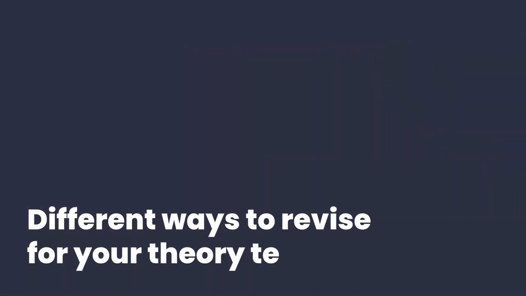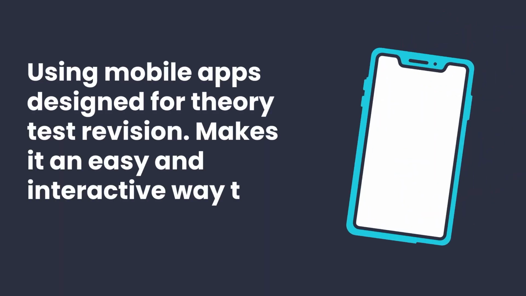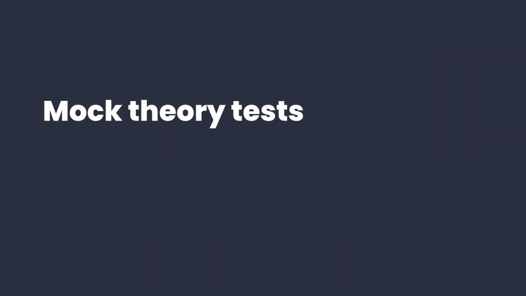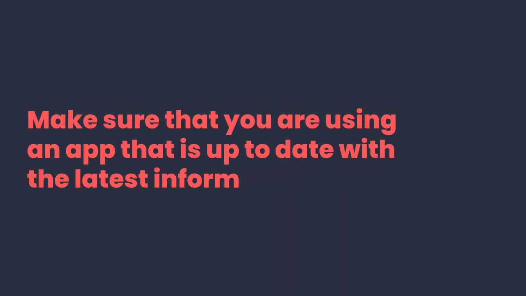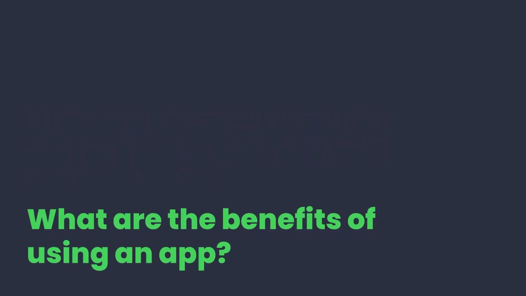What are some different ways to revise? The first option is theory test apps. Using mobile apps designed for theory test revision makes it an easy and interactive way to study. Most apps offer packages that include mock theory tests, the Highway Code, and practice for hazard perception tests. Make sure that you are using an app that is up to date with all of the latest rules and regulations.